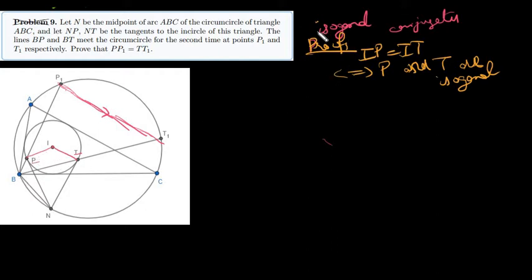In fact, if we just forget about isogonal conjugates, and let's say you don't know what they are, you can still prove this using basic angle chasing. So notice that because BI is the angle bisector, we know that the angle ABI is equal to angle CBI.